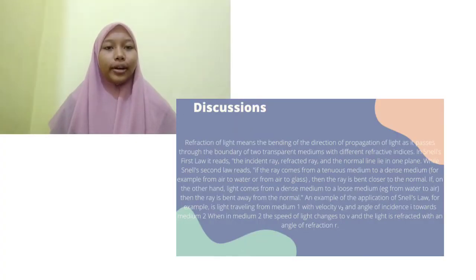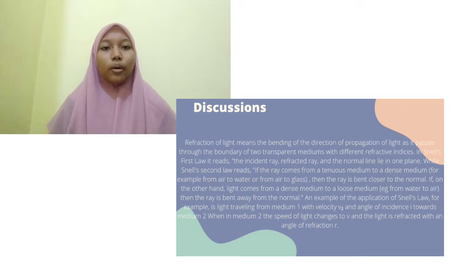What is the theory of light refraction? Refraction of light means the bending of the direction of propagation of light as it passes through the boundary of two transparent media with different refractive indices. Snell's first law reads: the incident ray, refracted ray, and the normal line lie in one plane.